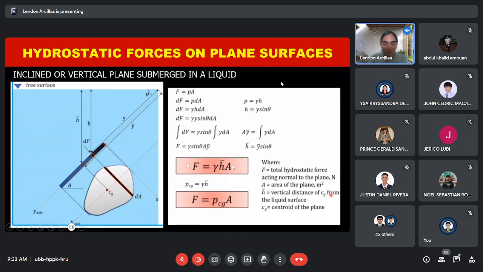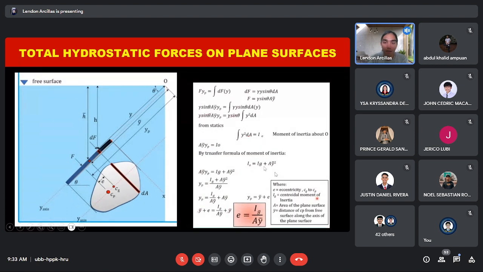So, the formula for the force, last semester, dinarive namin to kung paano to nabuo yung formula. So the formula for hydrostatic force is just the force equal to the specific weight of the liquid times the h bar, the vertical distance from the centroid to the liquid surface, and the area of the object that is submerged. So that is how you find the hydrostatic force. I just explained the formula because, ayun nga, fast-paced tayo ngayon sa summer. What is important is how to solve a certain problem using the formula and using your comprehension.